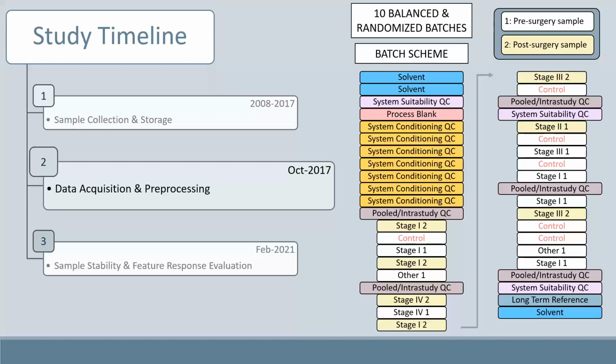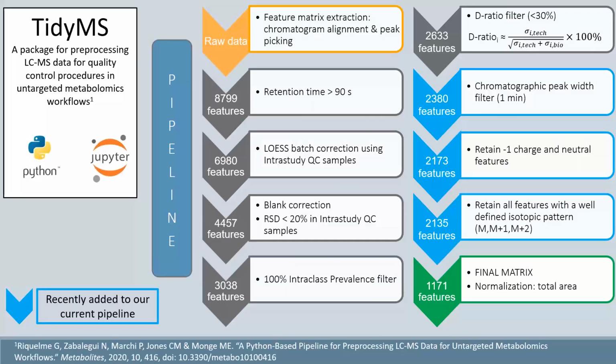The following slide summarizes all the preprocessing steps applied to obtain features potentially identifiable and biologically relevant. At the beginning, a feature matrix containing almost 8,800 features was obtained by means of Progenesis QI software. After that, a retention time filter was applied to remove features with very low retention time, which usually suffer from high ion suppression effects. The process goes on with the batch correction, where only features with lowest corrected area values can be preserved.